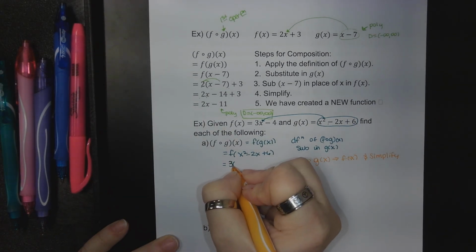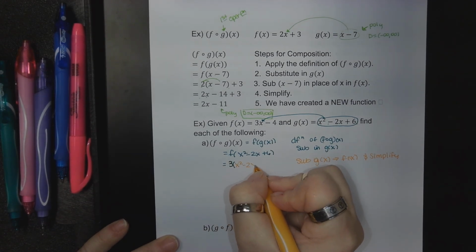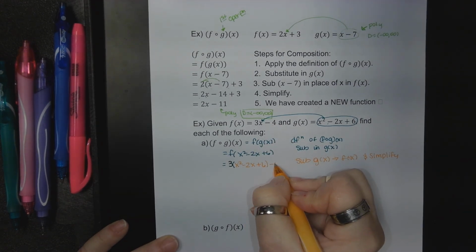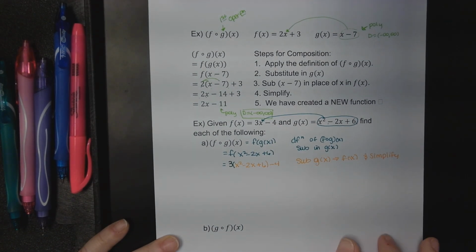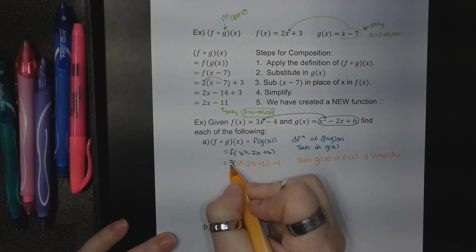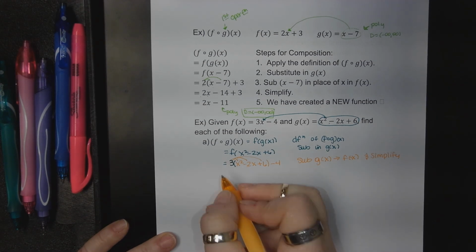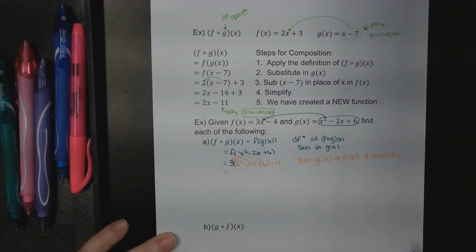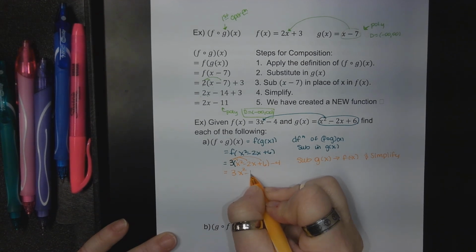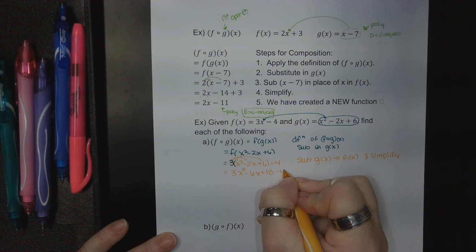I don't think I can make it orange. Nope. Okay. So we're going to put x squared minus 2x plus 6. And then you can't forget this minus 4 out here. Don't leave it stranded. Now we're going to distribute this 3. So we're going to have 3x squared minus 6x plus 18 minus 4.